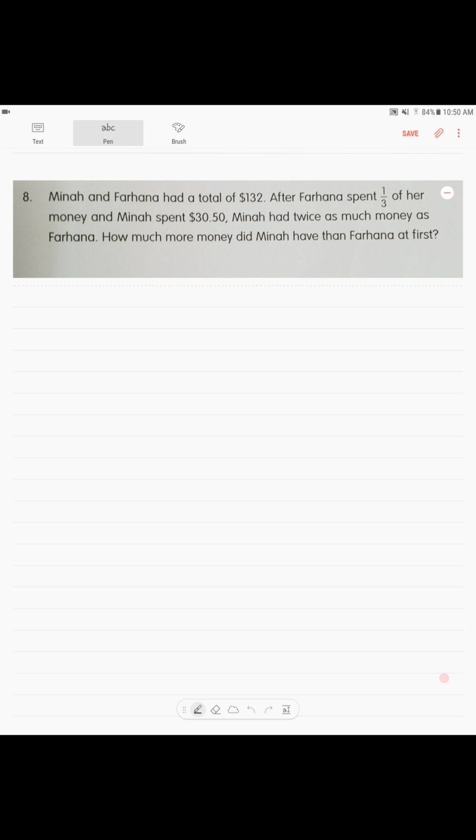Okay, let's think about, so again, there are 2 girls. We draw our model, Farhana and then Mina, right? Farhana spent 1/3 of her money. So this is what you draw, right? You draw your 3 units and this amount of money are spent, right? This is what happened.